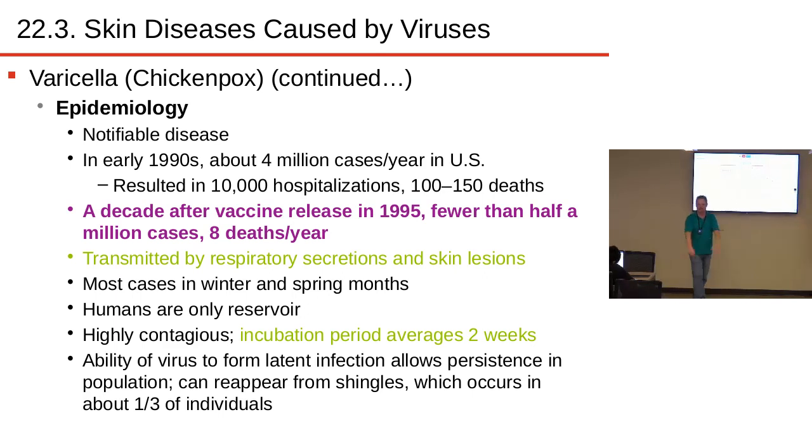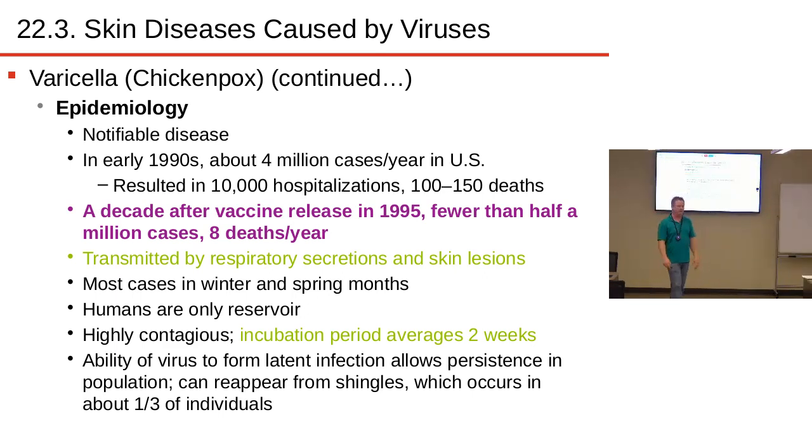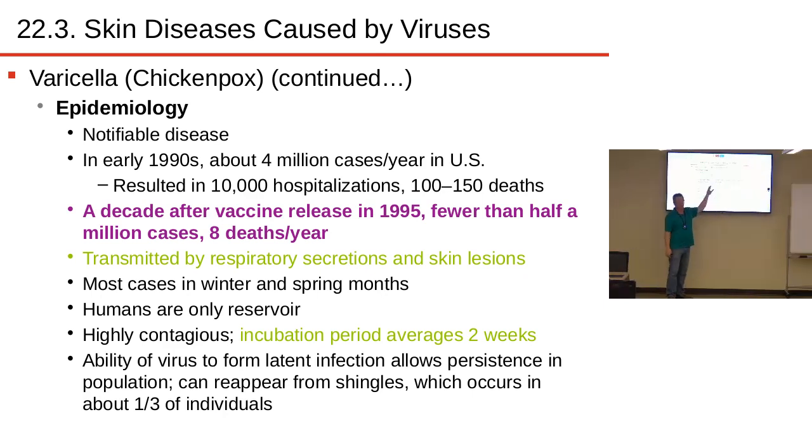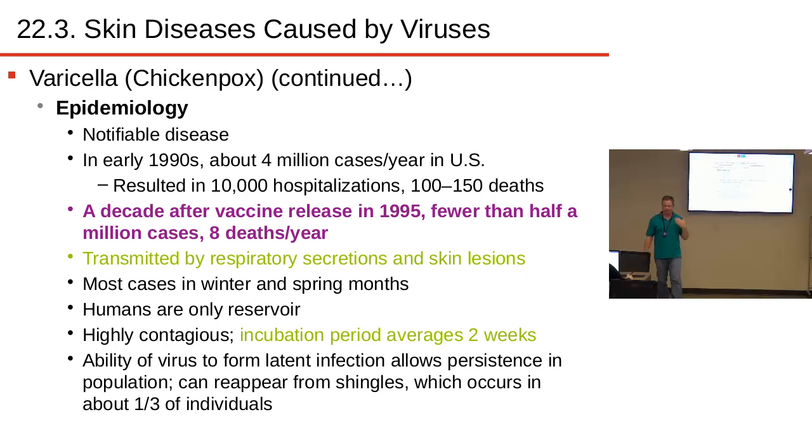So touching somebody who has an open wound at their rash sites can transfer the disease, because there is live virus in it. Most cases occur in the winter and spring months, usually when you're in close proximity, inside. Also during the school seasons, right? Anytime you're in groups, respiratory diseases are much easier to spread.